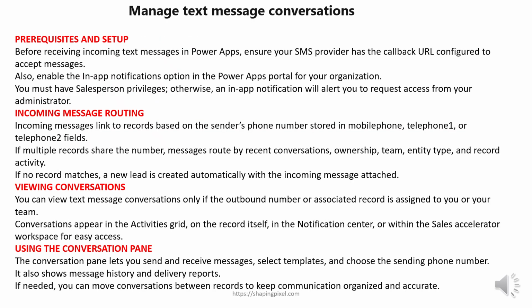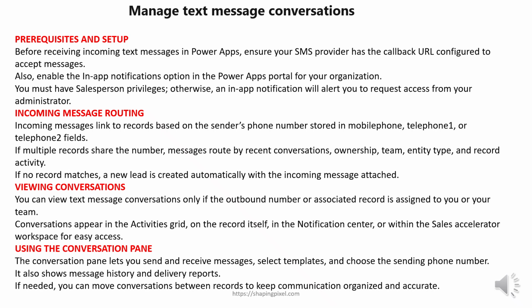Prerequisites and setup. Before receiving incoming text messages in Power Apps, ensure your SMS provider has the callback URL configured to accept messages. Also, enable the in-app notifications option in the Power Apps portal for your organization. You must have salesperson privileges. Otherwise, an in-app notification will alert you to request access from your administrator.